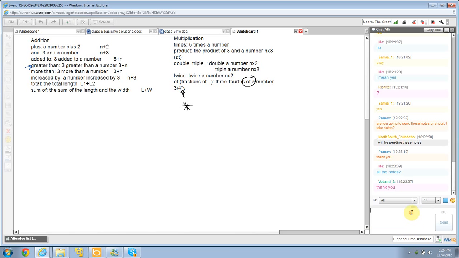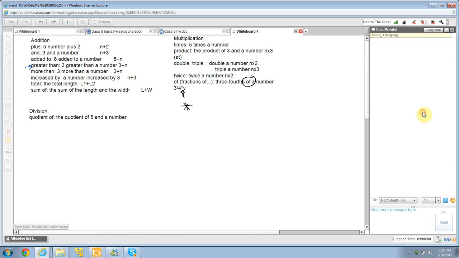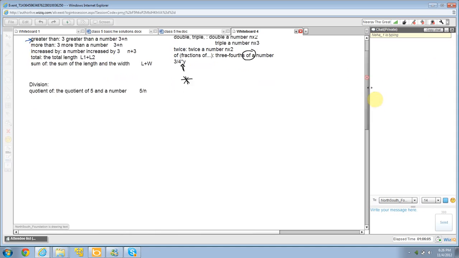Okay. Let's get through divisions and a couple other things, and then we can take a break. Then we can come back and start working on some other stuff. Okay, division. Quotient of. Now this one's like subtraction. You really have to be careful of the order. So the quotient of 5 and a number. So the quotient of 5, so that's 5 and a number. So 5 divided by n.